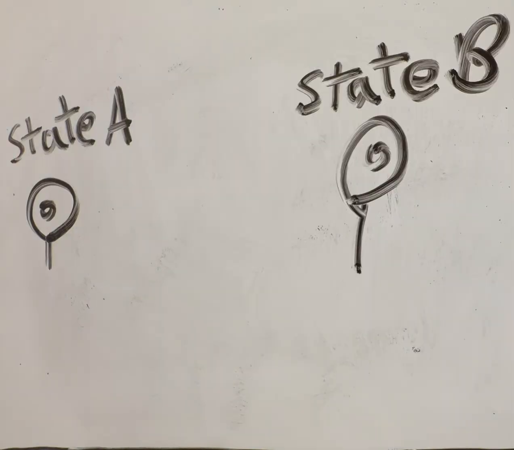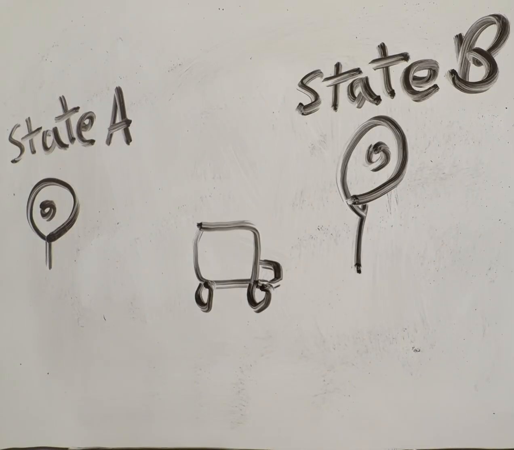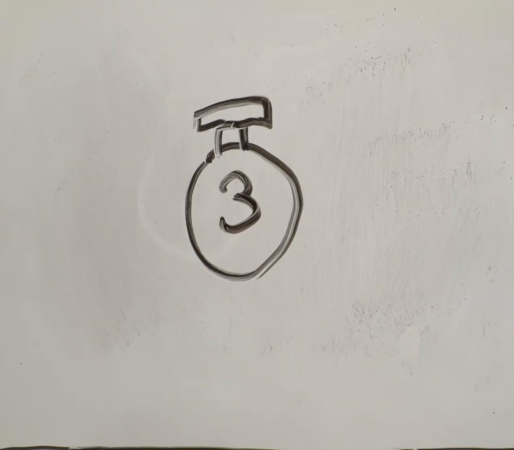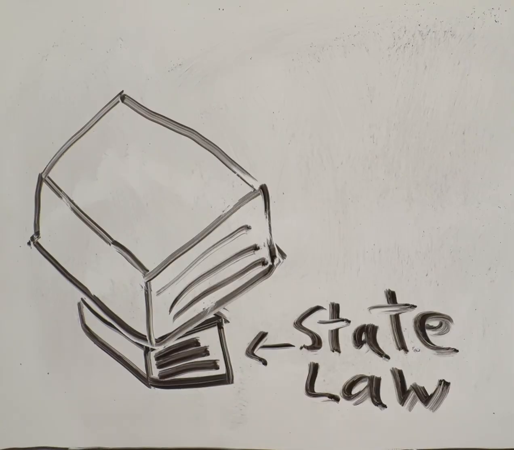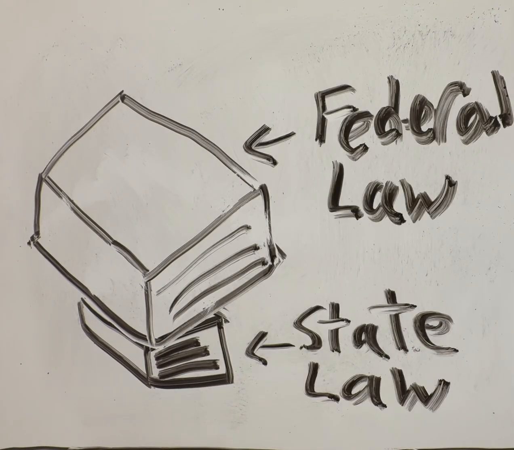Commerce Clause. The Commerce Clause gives Congress the power to regulate interstate commerce. Supremacy Clause. Under the Supremacy Clause, federal law overrides conflicting state laws.